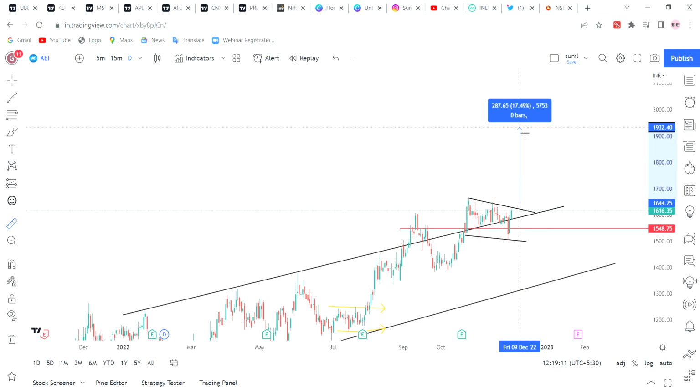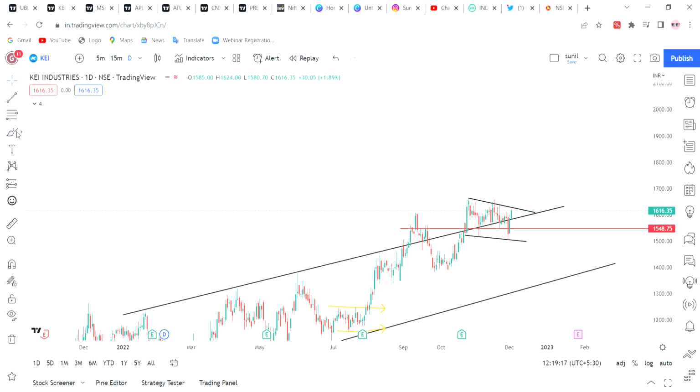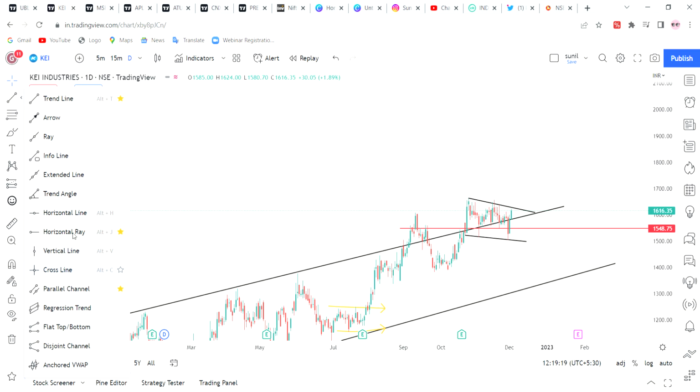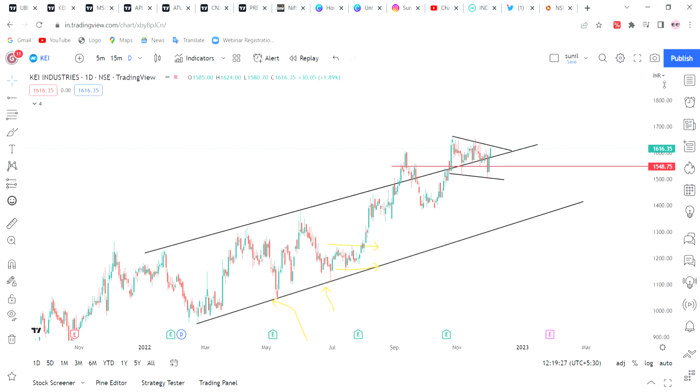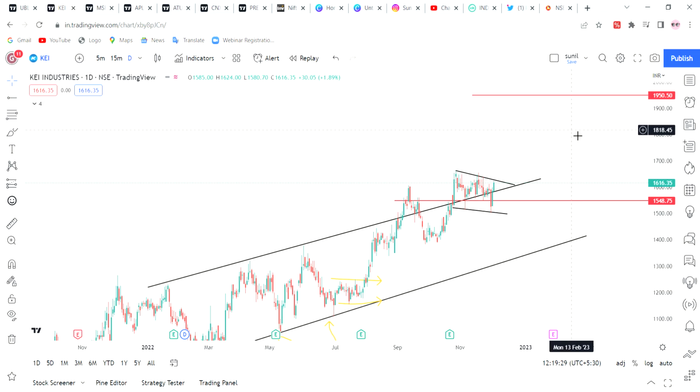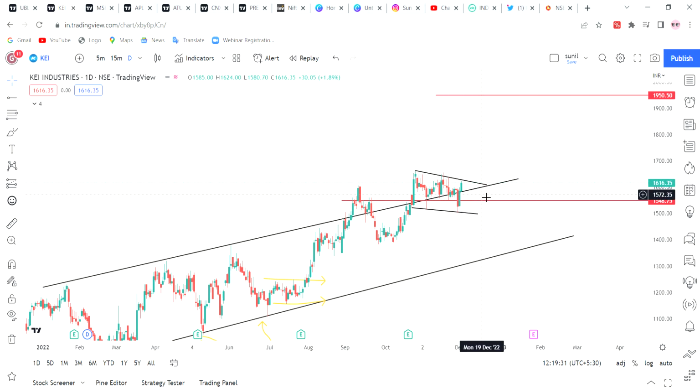Let's keep our target around 20%, that is around 2000, 1950. Let's keep 1950 as our first target. But remember, enter this stock after the breakout only. Don't enter now. If anybody entered here, keep your stop loss at this level.